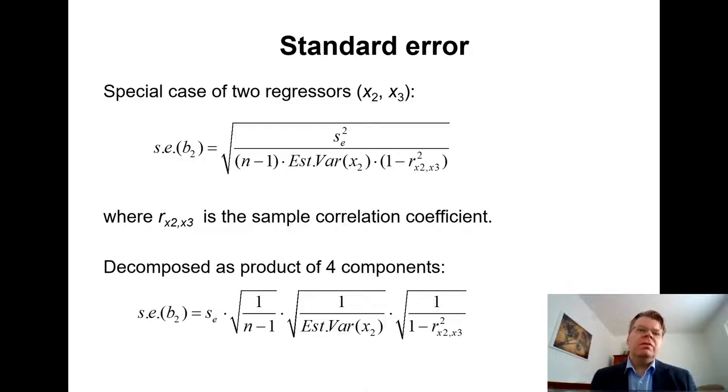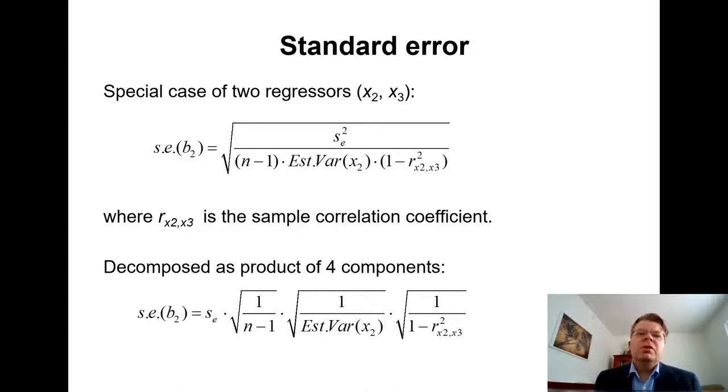If the sample size n increases, then obviously the second component, 1 divided by n minus 1, becomes smaller and smaller, and therefore also the square root of 1 divided by n minus 1 becomes smaller. So if you want smaller standard errors, more precise results, or more significant results, increasing the sample size if possible is always a good idea. Make n as large as possible.